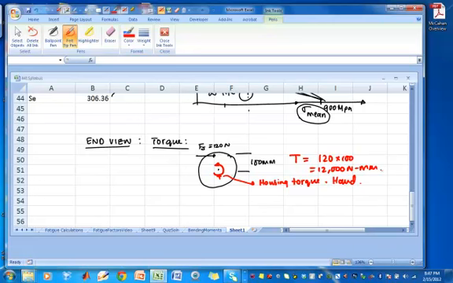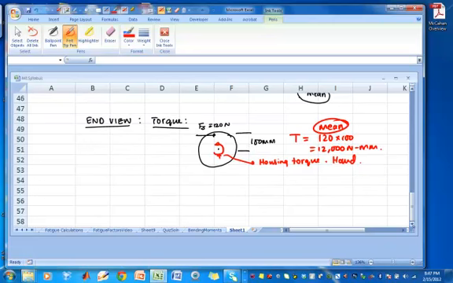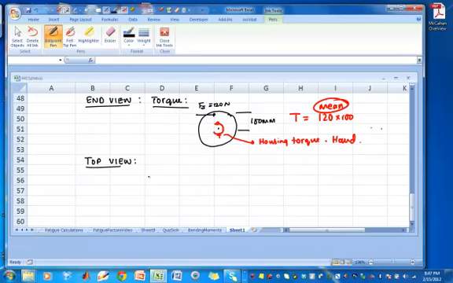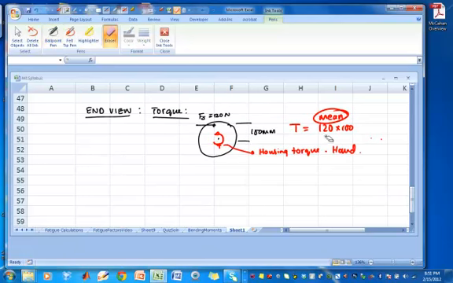Excellent. And you notice that this is steady torque. This is not alternating, this is mean, steady torque. Okay, so that's as far as the end view goes. Now let's look at the top view. If I look at it from above, can you see it looks like this? The torque, that's one piece.